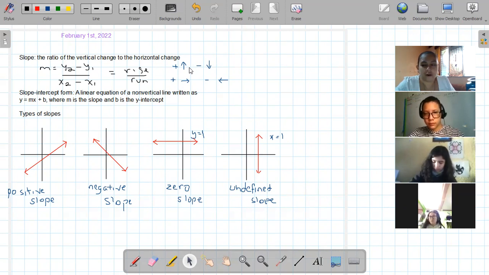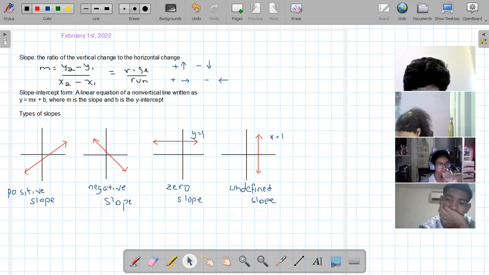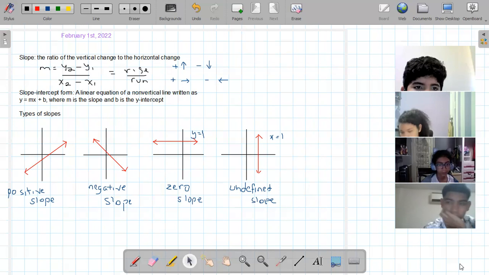Elisa, what comes to the top of your mind when you hear the word slope or pendiente? Going downwards. Going downwards, okay. Someone else? Miss, pero pendiente no era así como una colina. Like Iker says, like una colina, like a hill.